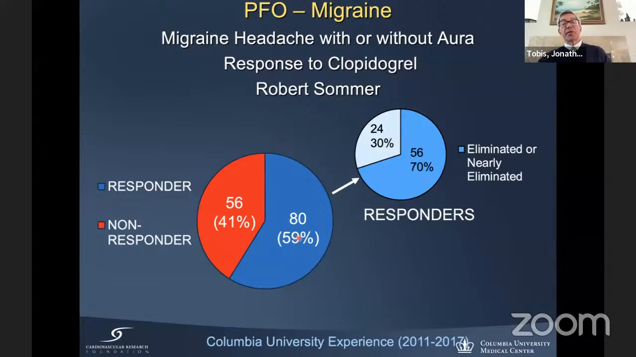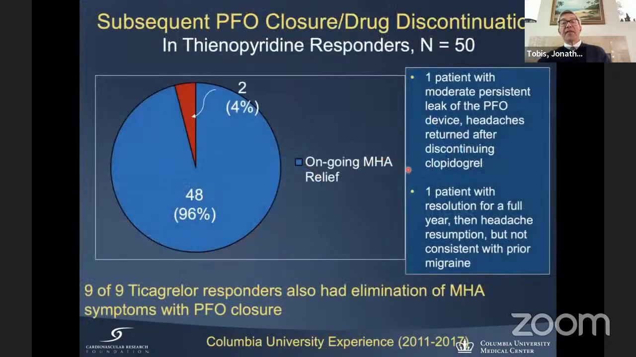And about 60% of the people responded with significant reduction in their migraines. Most of them had actually near elimination of their migraines. He then took those people who had responded to thienopyridines and closed their PFO, stopped the drugs. And 96% of them had dramatic reduction in their migraine attacks.